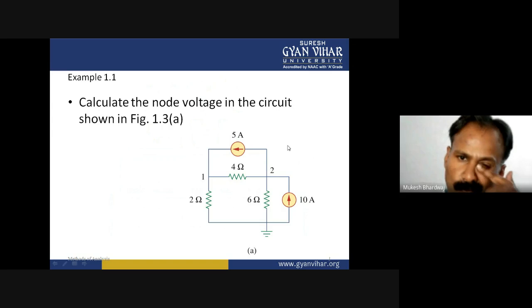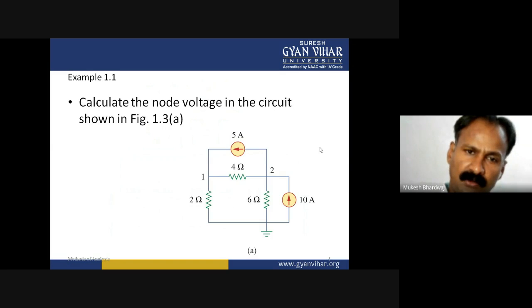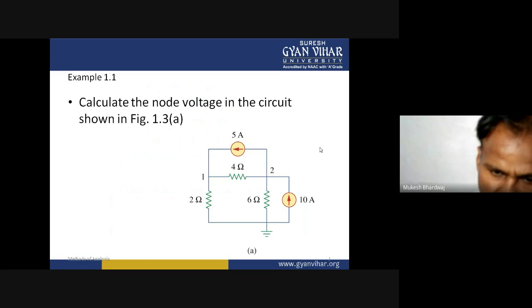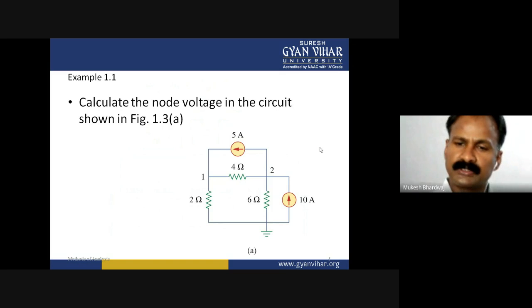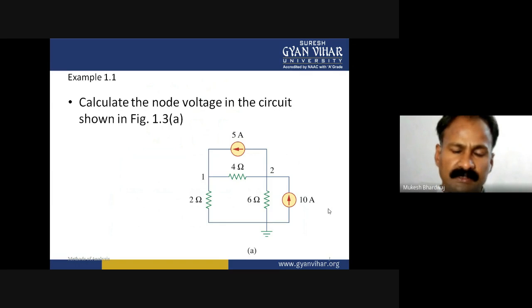Now calculate the node voltage in the circuit shown. The values are given. Now we want to find the voltage at point 1 or at junction 2. First of all, we do not know the voltage at 1 and 2, so designate them as V1 and V2. Then take a reference node, which is already shown in the figure below the circuit with the conventional symbol.